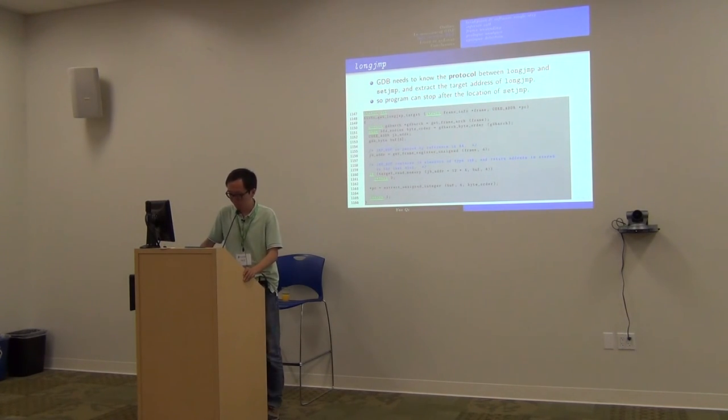GDB doesn't know this, so we have to implement the get longjmp target gdbarch function, and teach GDB how to extract the desired target address of the longjmp. So we have to go back to the ABI documentation of the port and see how the jump buffer is defined, read that and implement this. And then some fails should be fixed.